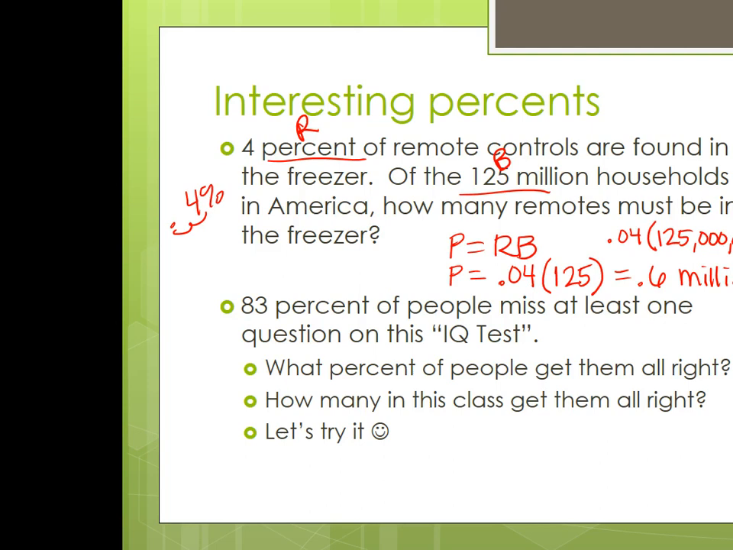Oh, I'm sorry. I plugged in the number wrong. 0.04 times 125 is actually 5. So we'll just go with that. 5 million. So there are about 5 million remotes in the freezer, currently speaking.